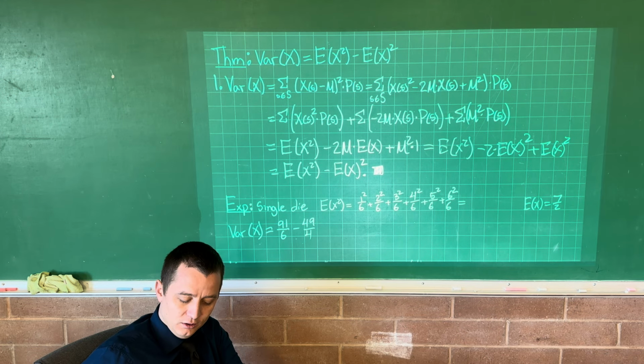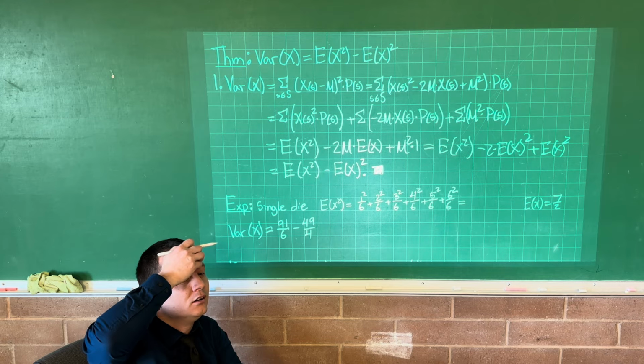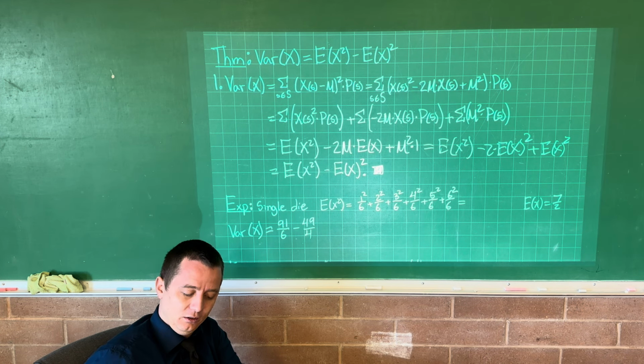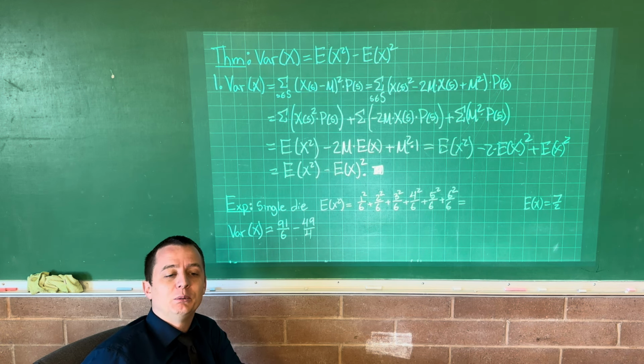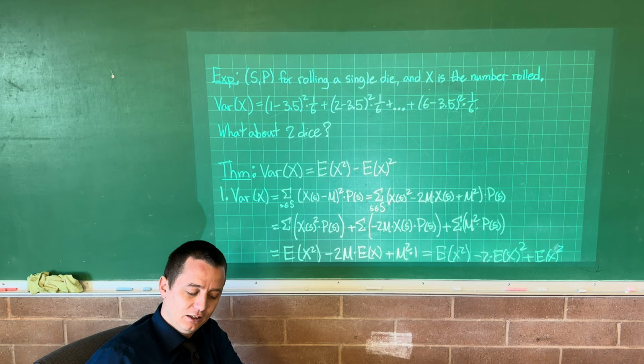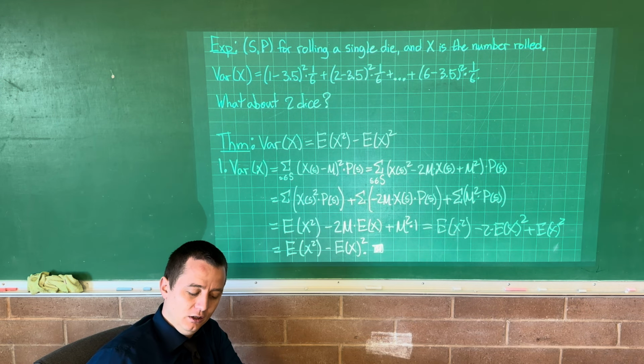So if we want to calculate the variance for a single die, what we really need now is just this expected value of x squared. We already know the expected value of x for rolling a single die. What we don't know is the expected value of x squared. How do you calculate that? You just calculate it by hand. It's much easier to calculate an expected value directly than it is to calculate a variance directly. So pick your poison. Do you want to calculate variance directly, or do you want to calculate this directly?